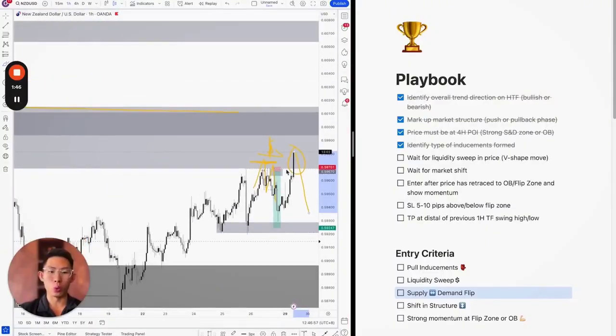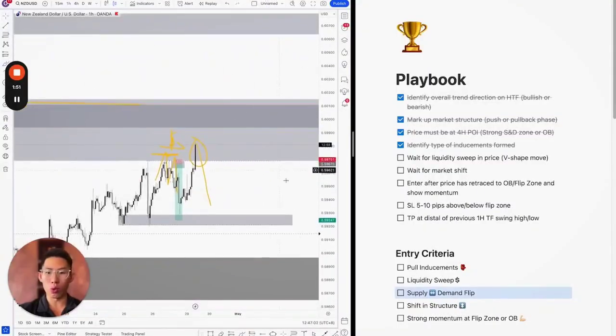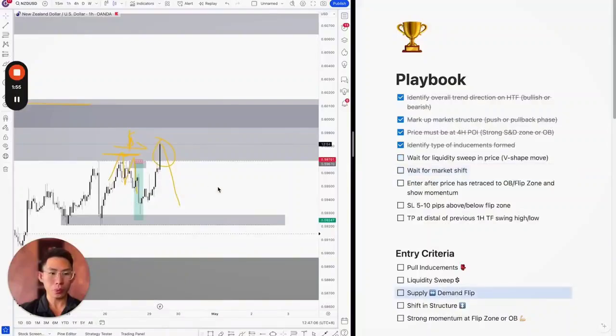overall uptrend, this little retracement, is about to be done, and right now price is about to go down, right? So that will be your market shift, and then I will enter after price gets to some sort of flip zone or something. So it creates the market shift right here, right? So that is what it will look like.